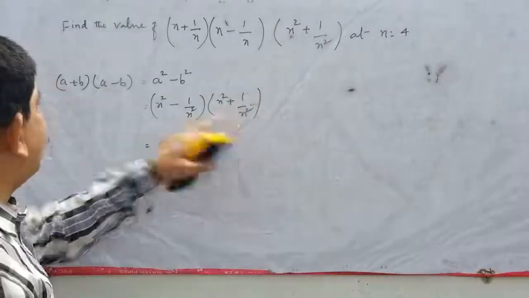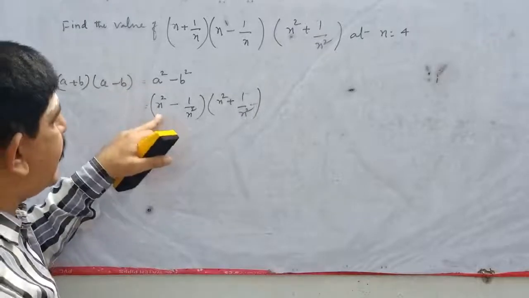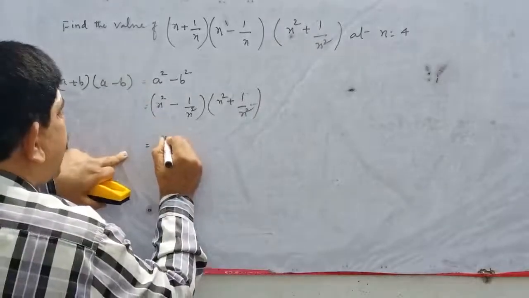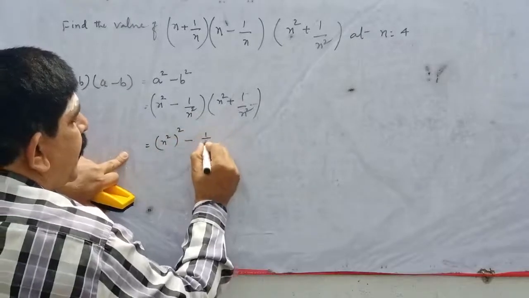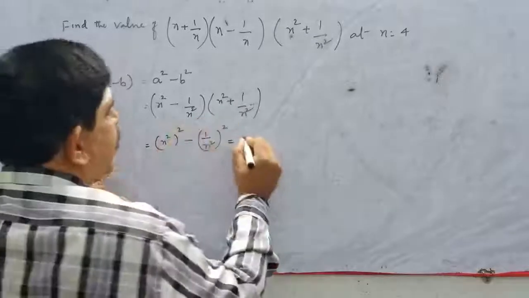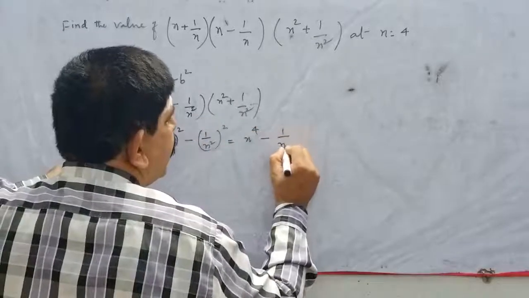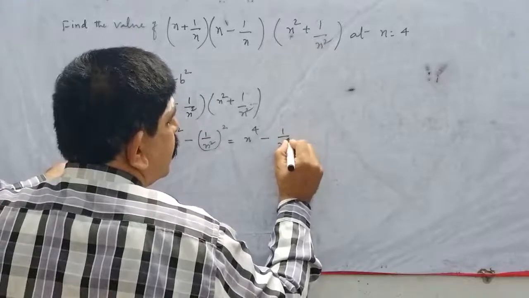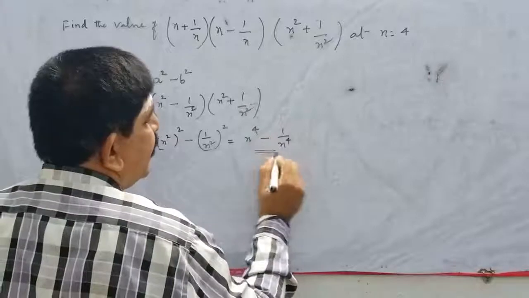Now n square minus 1 by n square into n square plus 1 by n square. These two are in the form of a plus b into a minus b again. So a square minus b square. Here a square is n square whole square minus 1 by n square whole square. So that is equal to n to the power of 4 minus 1 by n to the power of 4. Okay, so this is the final value.